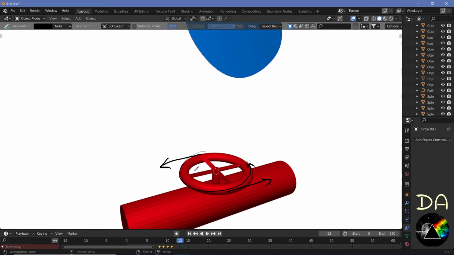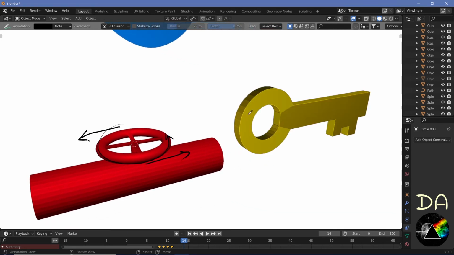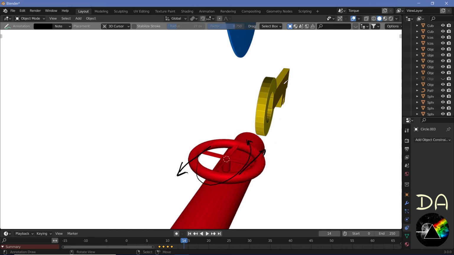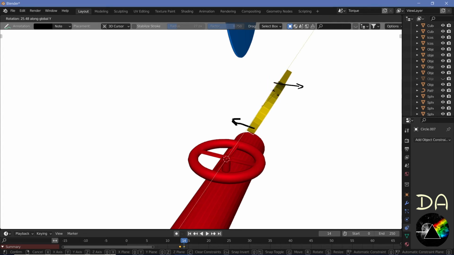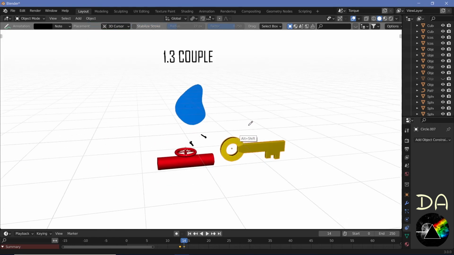And we always end up applying this couple even in areas that we don't necessarily look at all the time. For example, in our keys, whenever we turn, we always use one of our fingers, generally our thumb, to push on one side, and we use the rest of our fingers to push in the other direction below the pivot, which overall allows us to finally turn the key. So that is why we use couples as well.